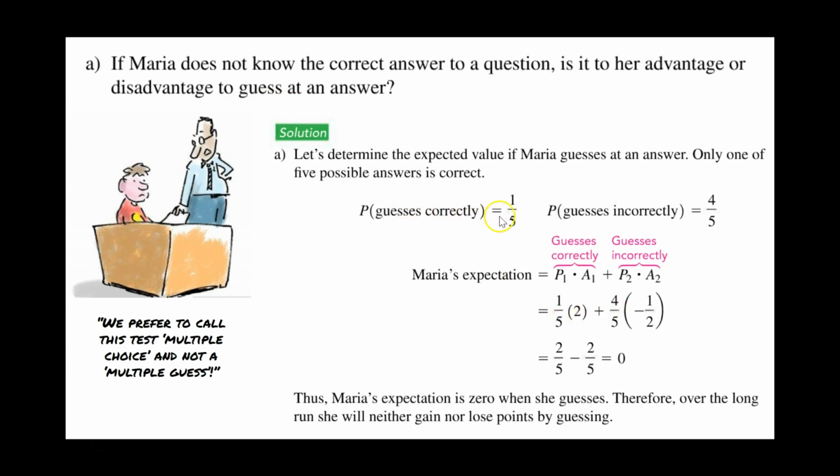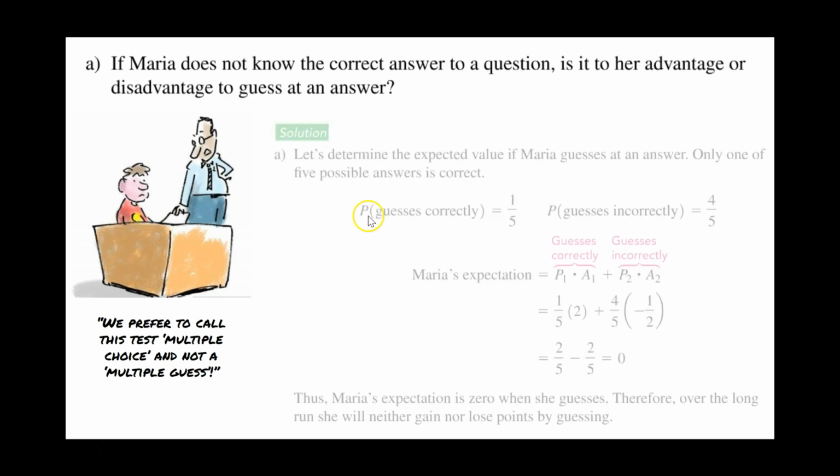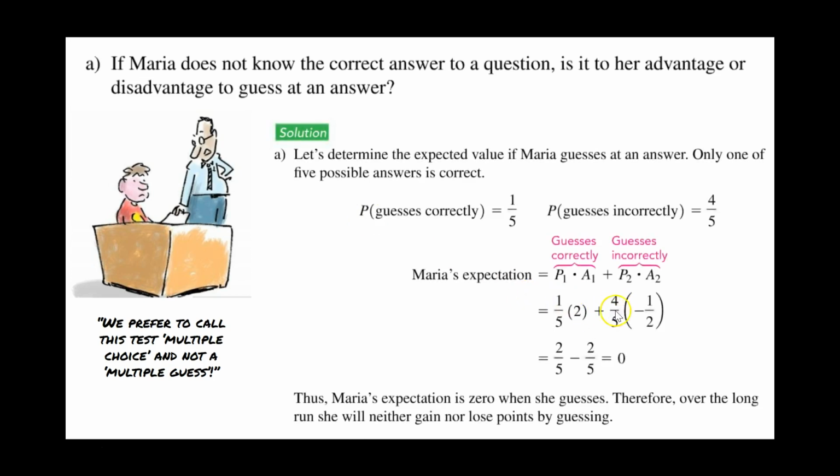So guessing correctly, remember there's 5 multiple choices, so there's a 1 out of 5 chance of her getting it right. There are 4 out of 5 chances of guessing it incorrectly. So remember, she gets 2 points if she guesses correctly. So this is the probability times the actual number, that's the P1 times the A1, plus 4 out of 5. So this is the second probability. And then remember, it's a -1/2 because she gets it wrong. She gets minus a half a point.